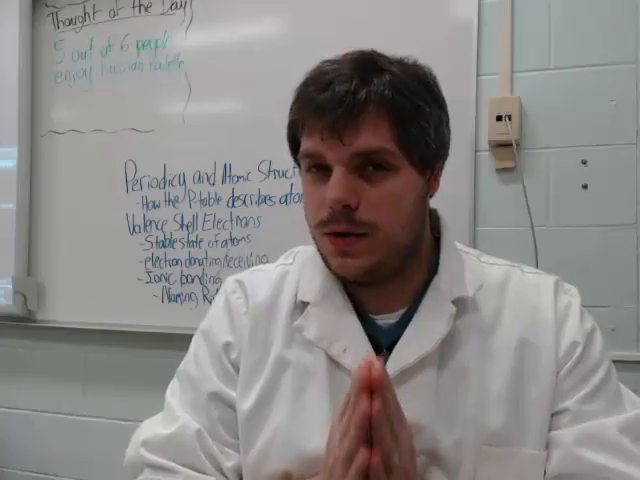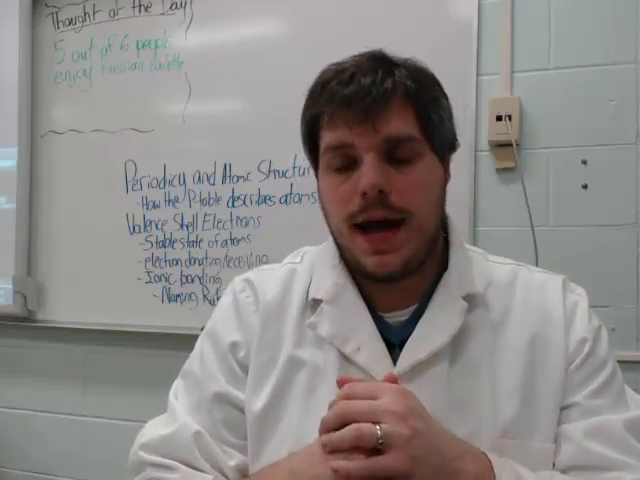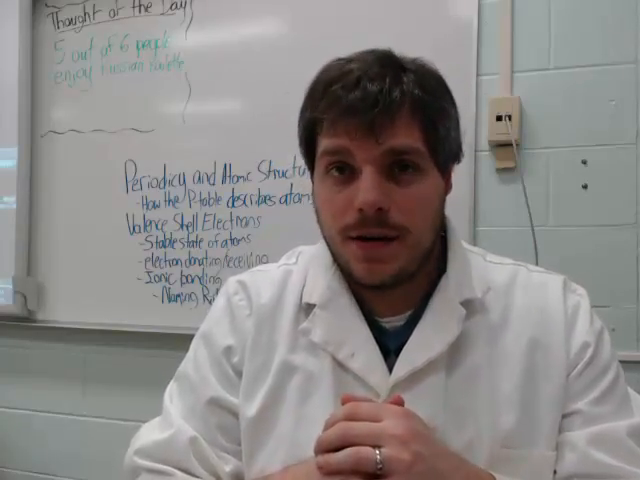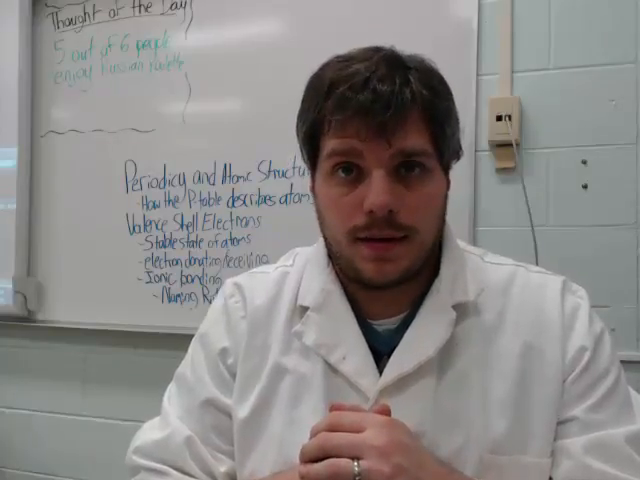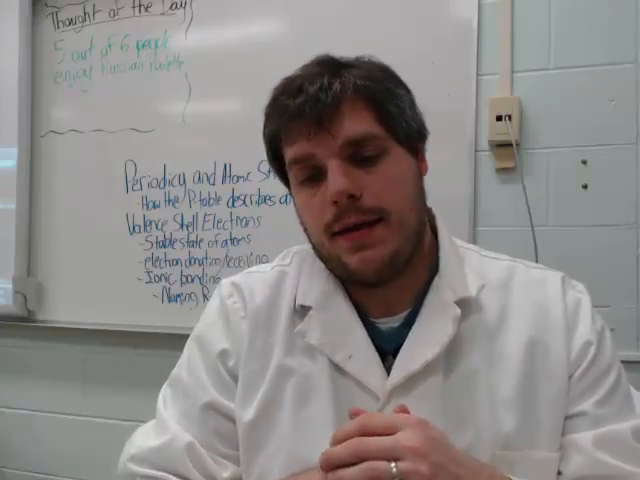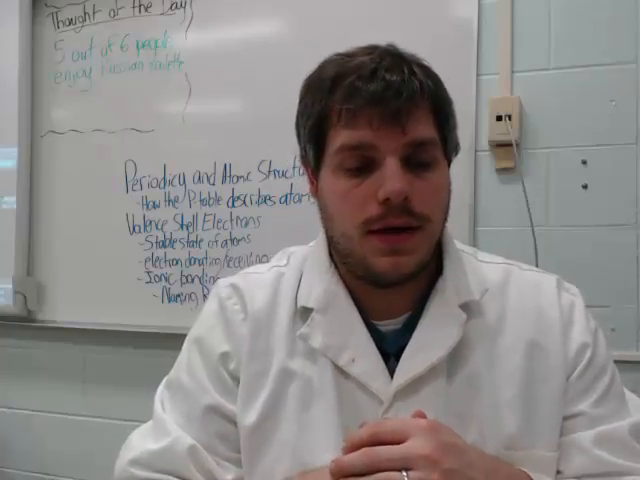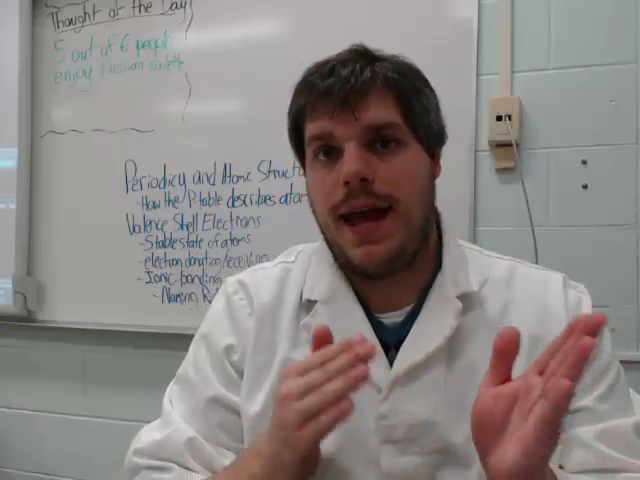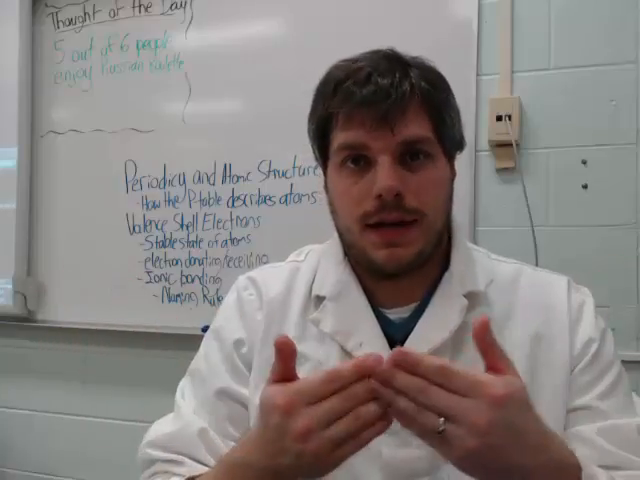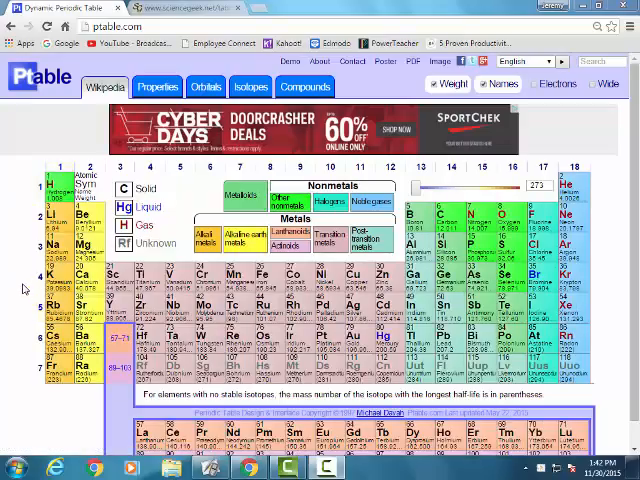Now, we're going to talk about two different types of bonding at this level. We're going to talk about ionic bonding and molecular bonding. So, today our focus is ionic bonding. We're going to talk about how metals and nonmetals can come together. All right, let's do this.